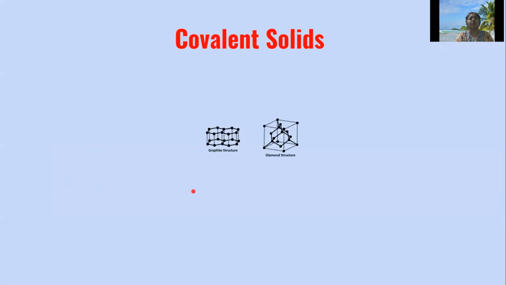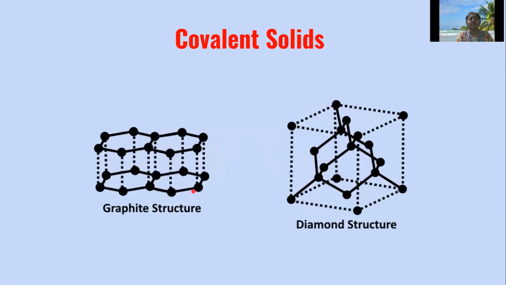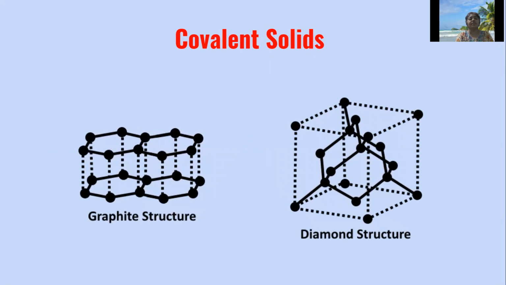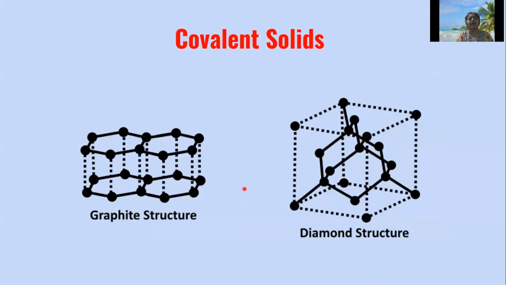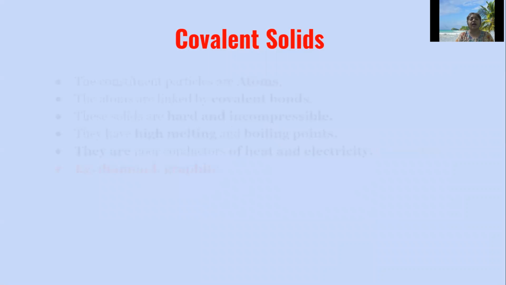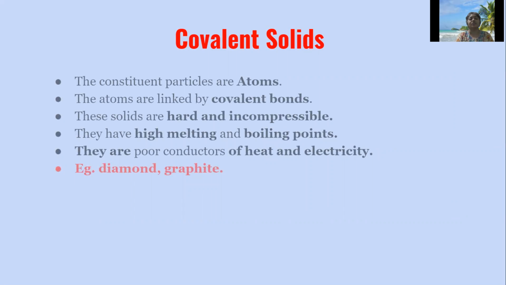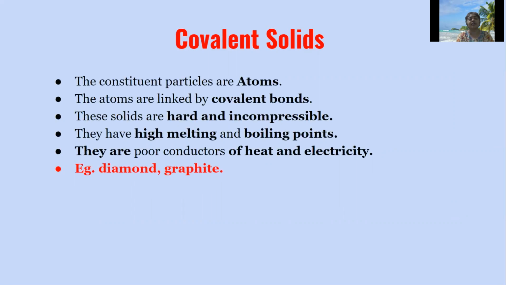Now moving on to covalent solids. As the word suggests, covalent solids are bound together by covalent bonds. The most common examples of covalent solids are graphite and diamond. Students, I'm sure you remember that carbon has the property of catenation. And as a result, many carbon atoms can join together to form huge molecules, or huge solids rather. So in the covalent solids, the constituent particles are basically atoms, and usually that of carbon.